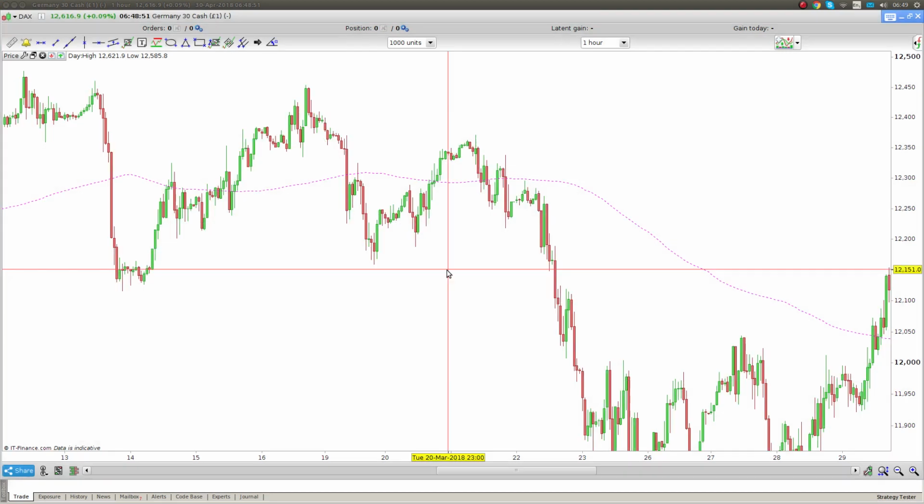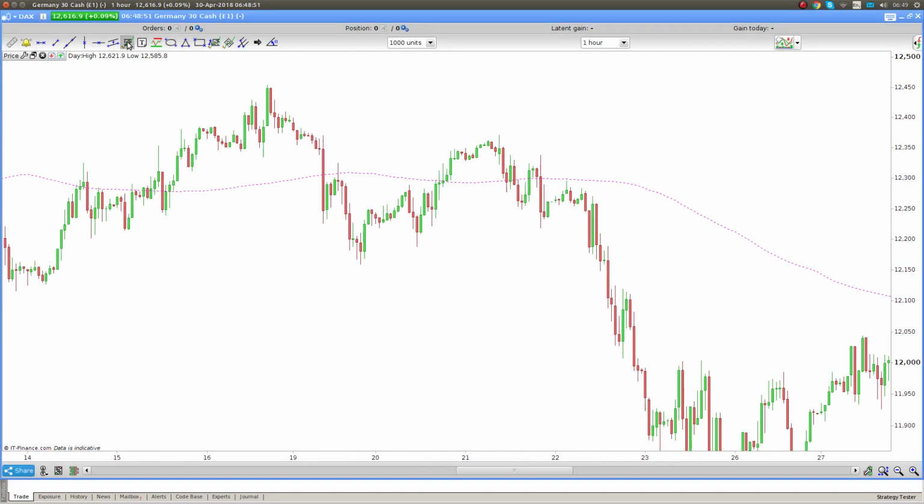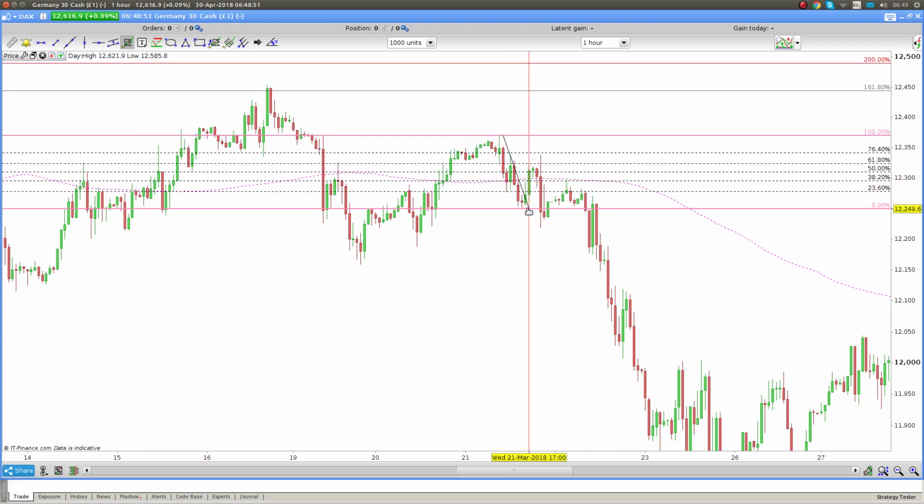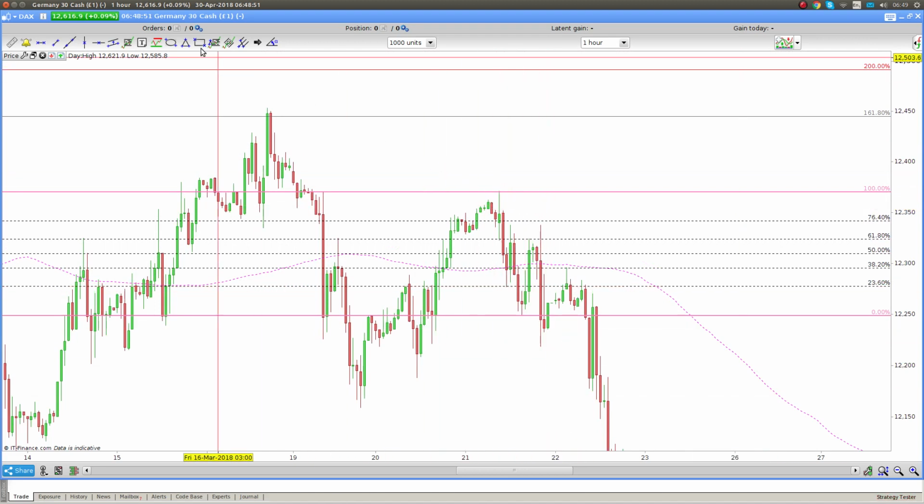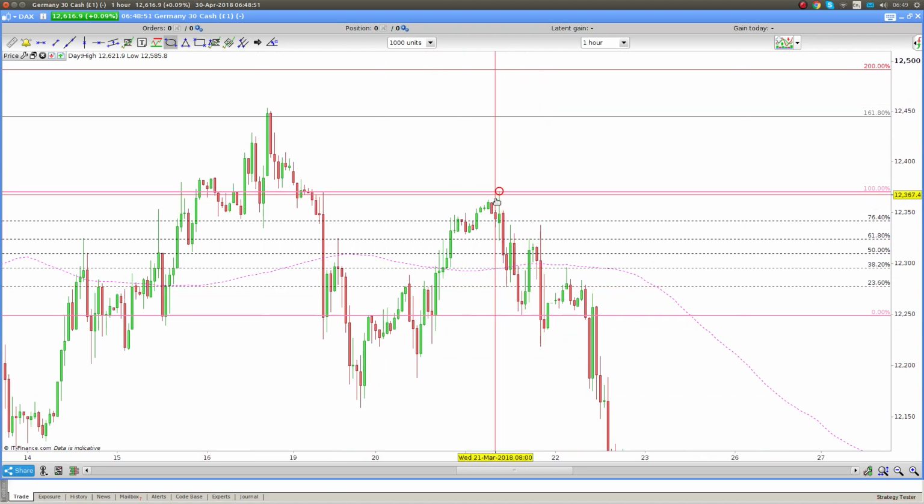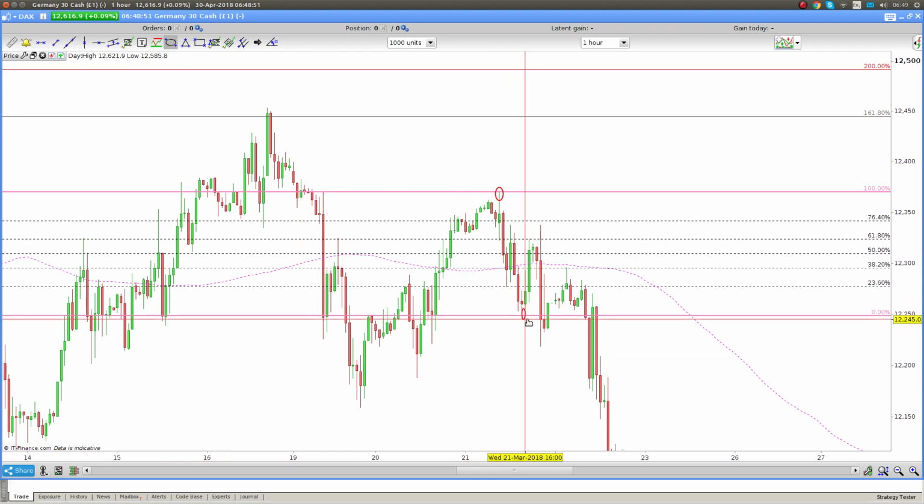Let's just clear this out. And then take this move here to there. Can you see what happens? So again, we're looking at this move down, and it retraces.